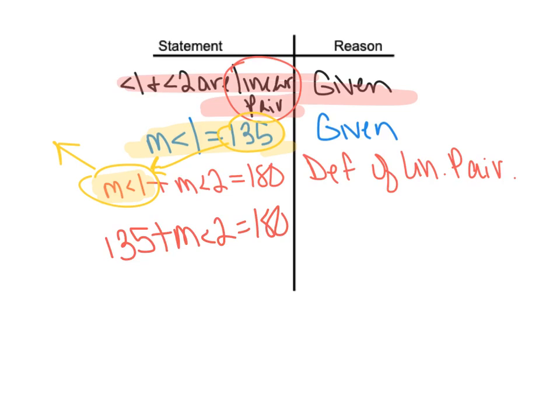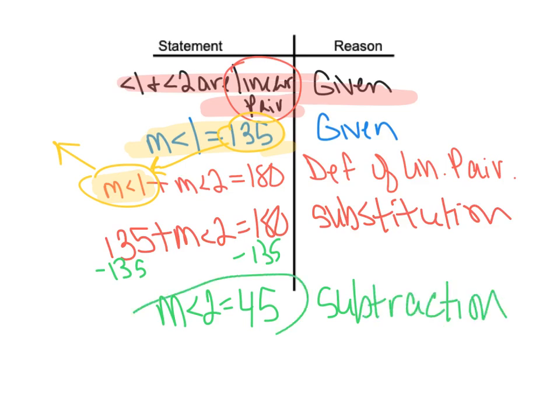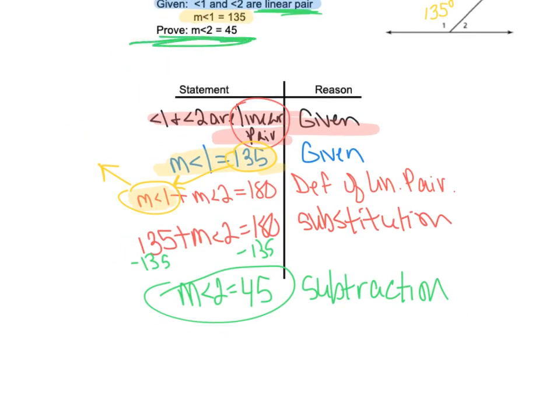Well, anytime I take one thing out and put something else in its place, it's called substitution, because we're substituting one number or one value for another. And then it just looks like an algebraic equation that we're at right now. So I can just subtract 135 from both sides. And I can get that the measure of angle 2 equals 45. And all I did was subtract, so that's just subtraction property of equality. And that is what we are trying to prove. The measure of angle 2 equals 45. Remember, that's what we started out with all the way up here. So we can be done.